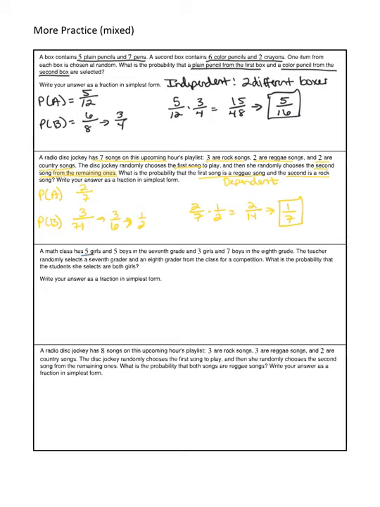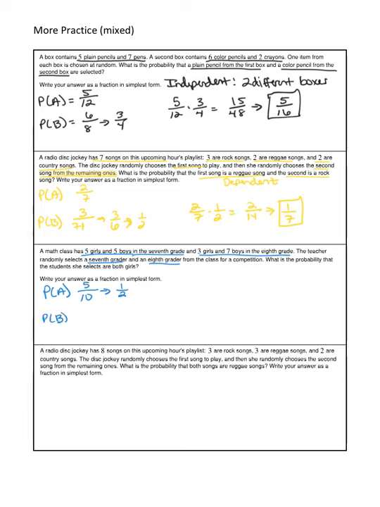Math class. 5 girls and 5 boys in the 7th grade, 3 girls and 7 boys in the 8th grade. The teacher randomly selects a 7th grader and an 8th grader from the class for a competition. What's the probability the students she selects are both girls? Probability A: how many 7th graders are there? There are 10. How many girls? There are 5. Reduce that to 1 over 2.